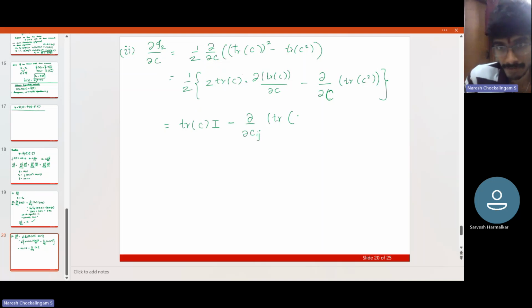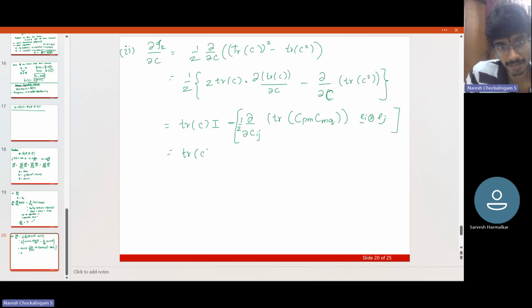So what is C square? We cannot use i and j, so let us use CPM, CMQ, Ei tensor Ej. And there is a half. So this is the second term.